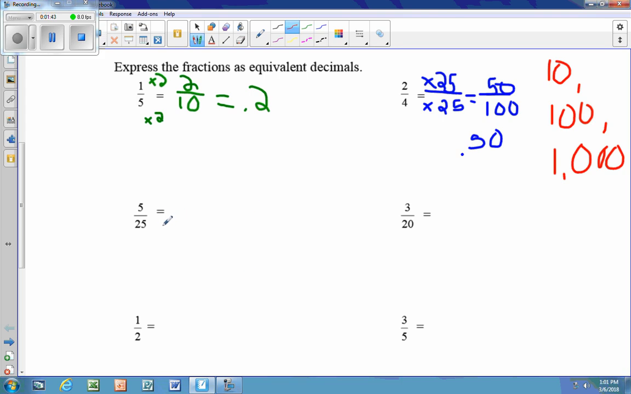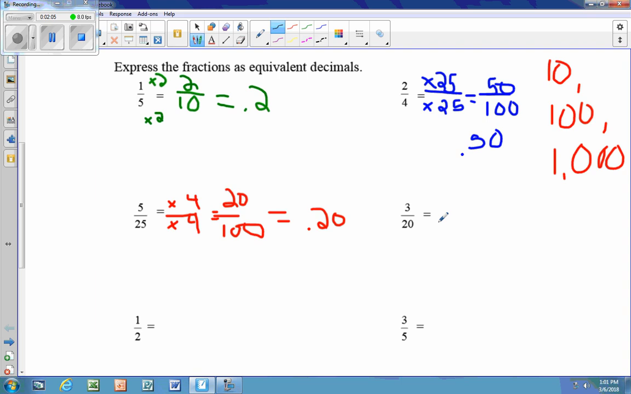Next, once again, we have 25. This time we're going to say times 4 to get to 100 because there's 4 quarters in a dollar, so we're going to have to do times 4 for both. And we end up with 20 100ths. And the decimal looks like this, 20 100ths.